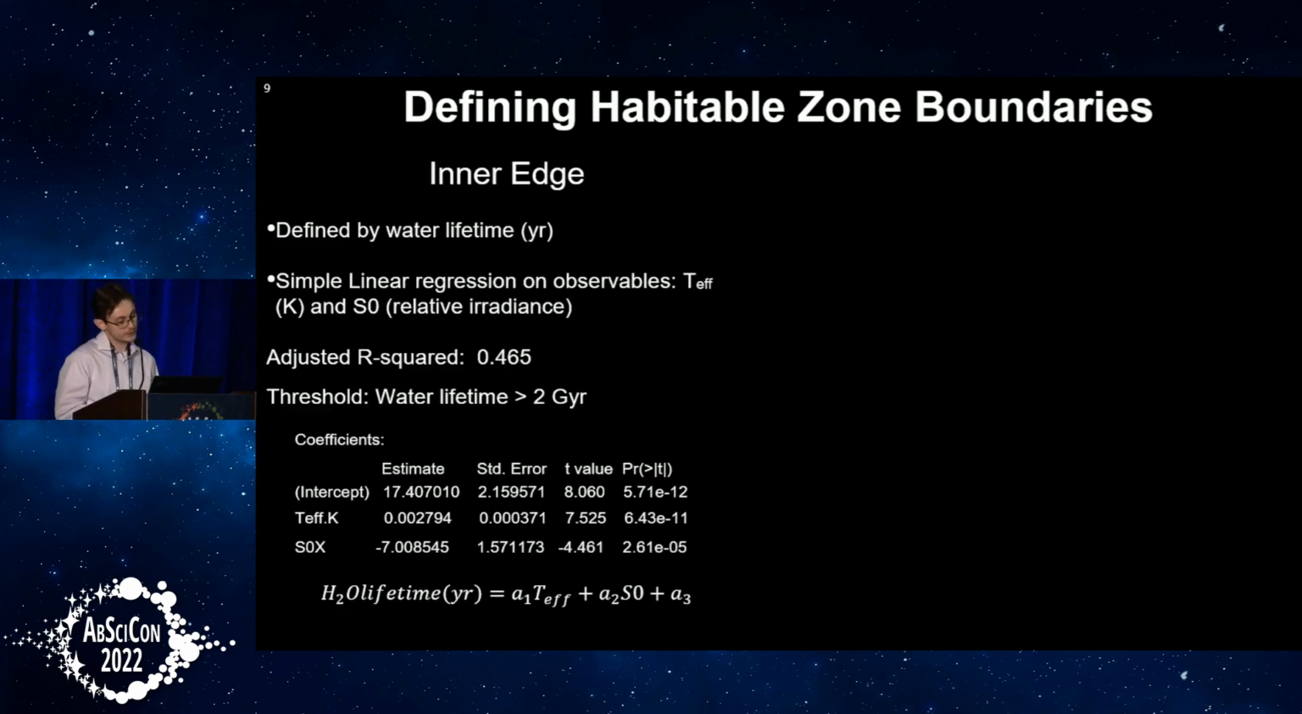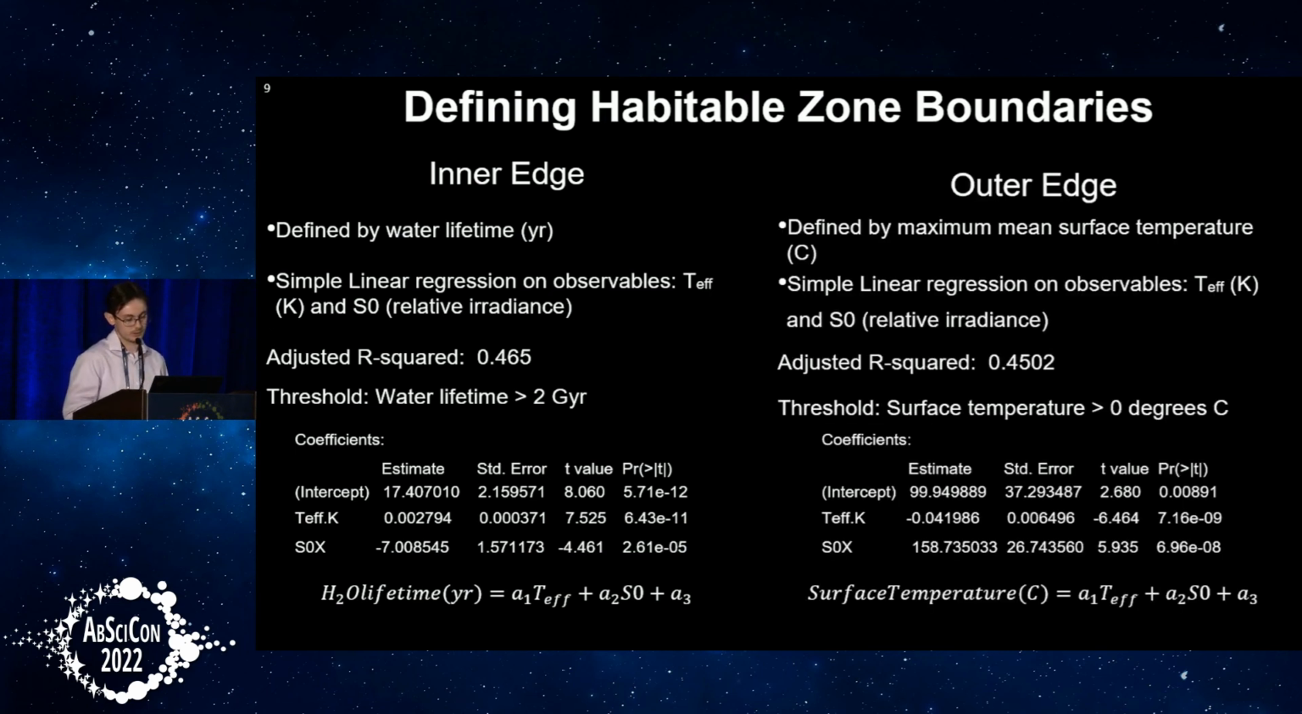And so what we ended up doing for the inner edge was a linear regression of the water lifetime for these planets. We did a linear regression on the observables of the effective temperature of the stars and the relative irradiance of the planets, which is information that we can get from our stellar evolution models. And so we had to define a threshold for what to consider still habitable versus not. With water lifetime, obviously that's kind of undefined. How long does water need to last for something to remain habitable? So we just went with an extremely conservative estimate that lined up with our 2 Gyr continuous habitable zone, and just said that the threshold for water lifetime will be 2 billion years. But you could obviously change this and make this more or less conservative.